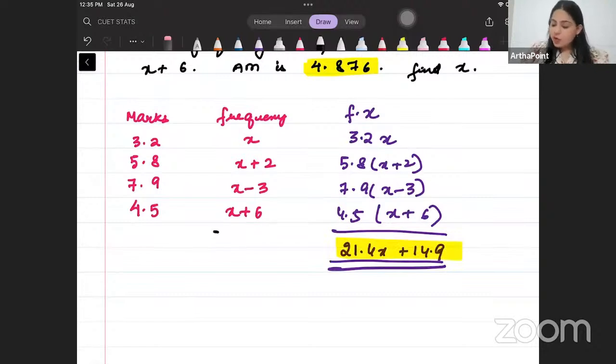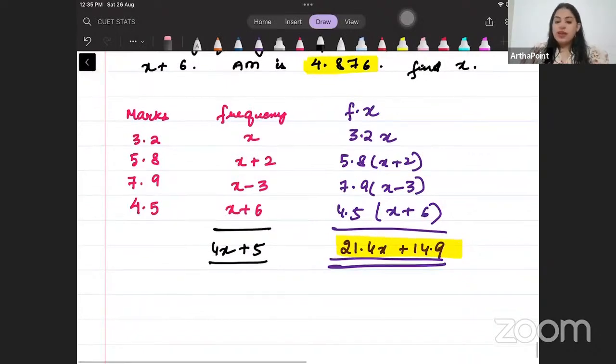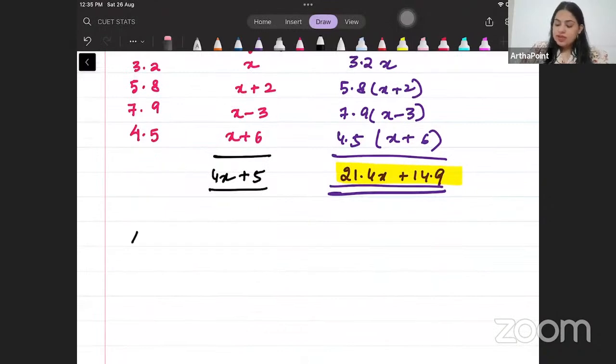And summation f, what will it be? So x plus x plus x plus x, 4x. 6 plus 2, 8, minus 3, 5. So 4x plus 5. So summation of frequency is 4x plus 5. Summation of fx is this. So beta, what is the mean? Arithmetic mean. It is summation fx by summation f.